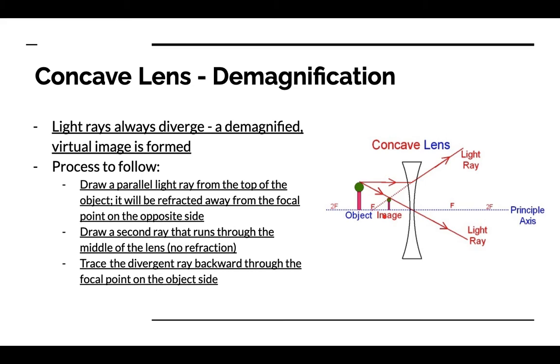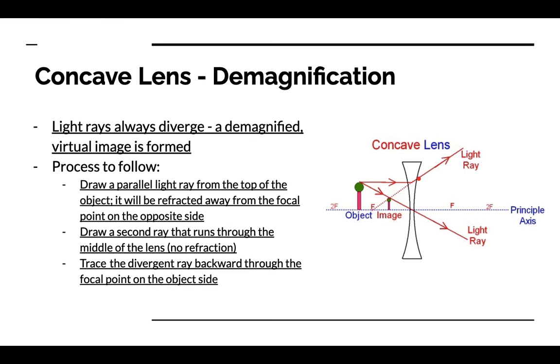So again, I cannot reiterate enough, this is the bedrock right here. One parallel ray right here that either bends outward for concave or bends inward for convex. A second light ray that runs straight through the middle of the lens and is unaffected. And then we look for the point of intersection. If we have to trace backwards, we do as such.